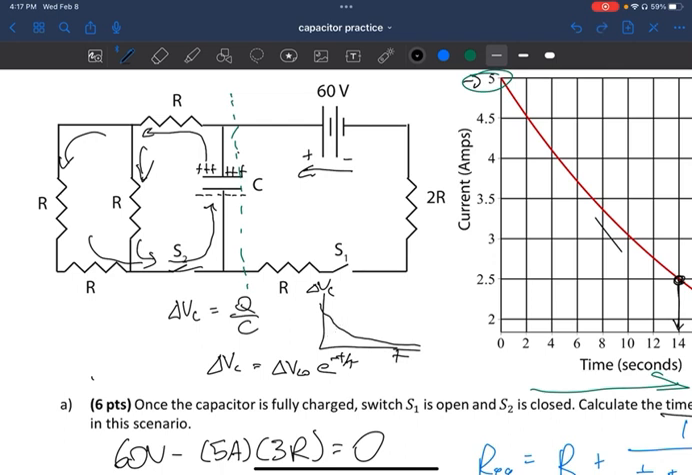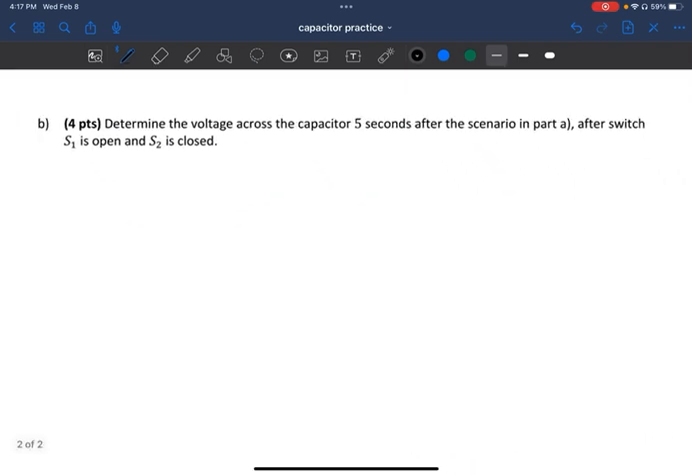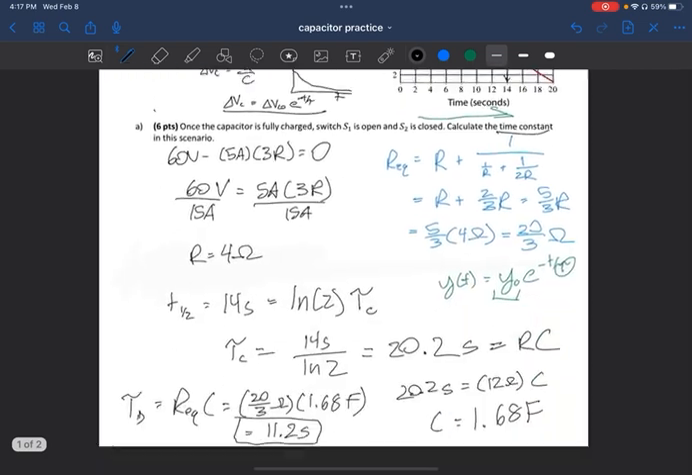Now that I know the form of the equation, let me go back to the other page. It is delta VC over time equals delta VC naught times e to the negative t over tau. All I need to do is plug in the values for delta VC naught and tau that correspond to this circuit. Tau is pretty easy. We already figured that out. We know tau is equal to 11.2 seconds.